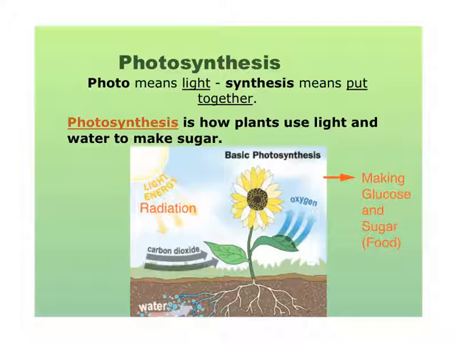to photosynthesize. That means it's making glucose and sugar. That's its food. And the waste from photosynthesis is the oxygen that leaves through the stoma and back into the environment.